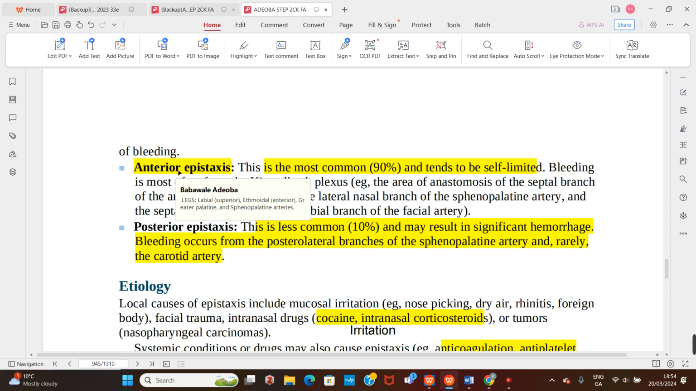So 90% of the nasal bleeding occurs in the anterior segment, and most of the time they are self-limited. Sometimes they might not self-limit. You need to act to rescue that person.